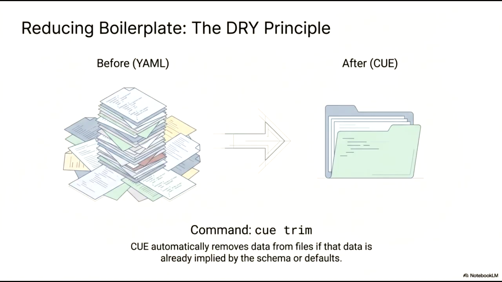A powerful tool in this process is the Q trim command. This command automatically removes data from your files if that information is already implied by the schema or existing defaults. This ensures your configuration remains as concise as possible, significantly lowering the maintenance burden by eliminating unnecessary repetition.